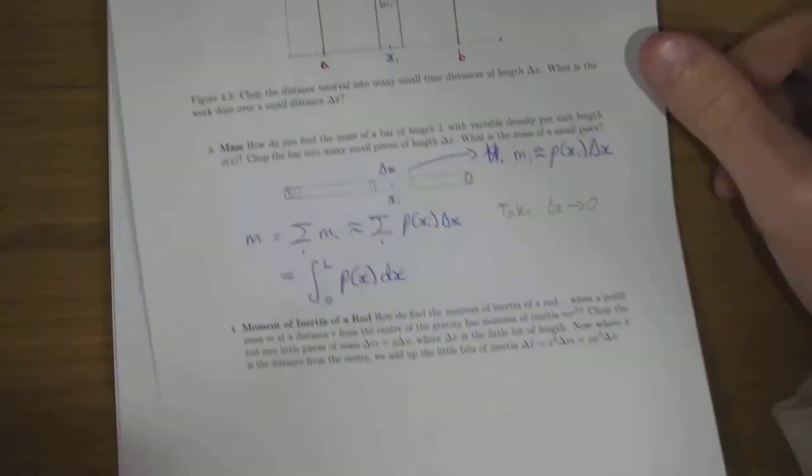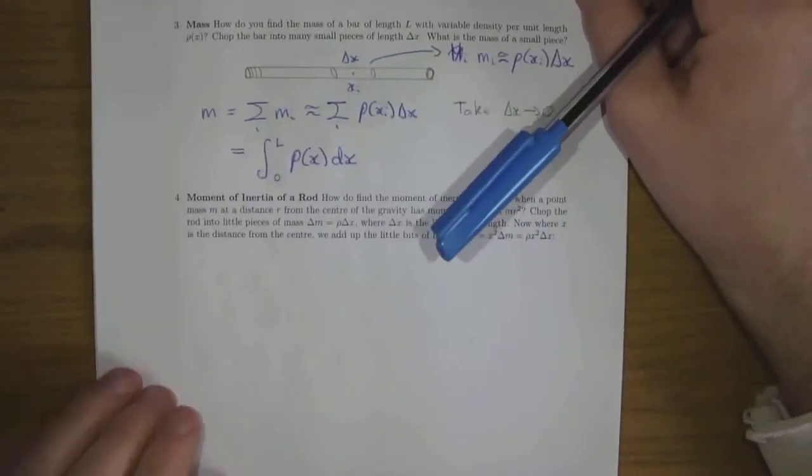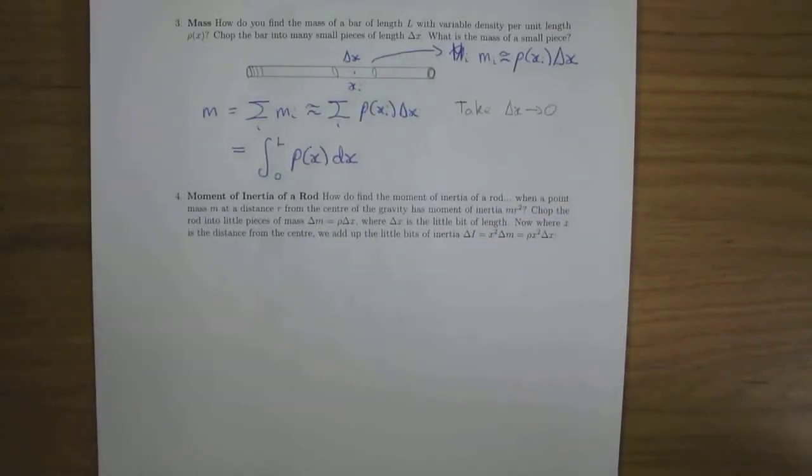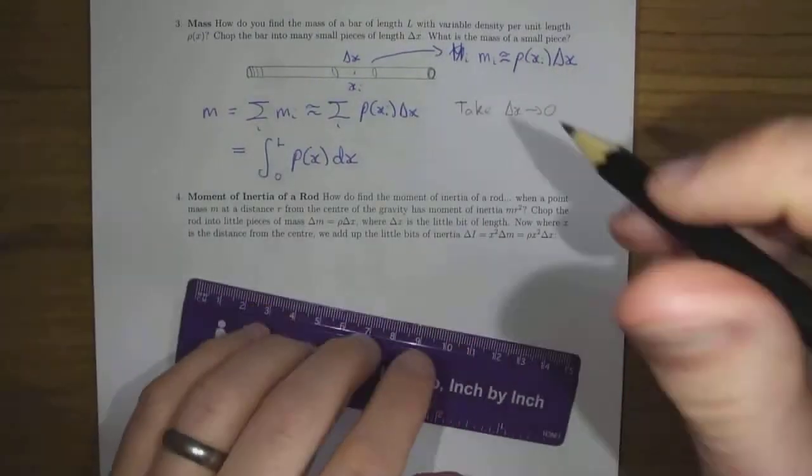Okay, I think we've got one more here. The moment of inertia of a rod about a point. Where is it about? Is it about the center? Maybe it is about the center.